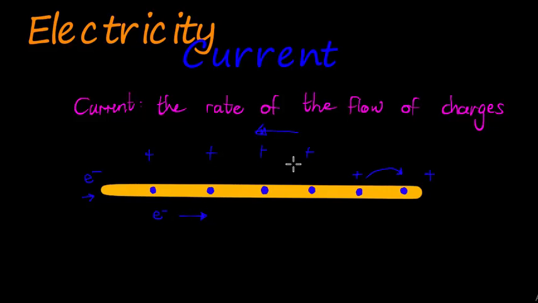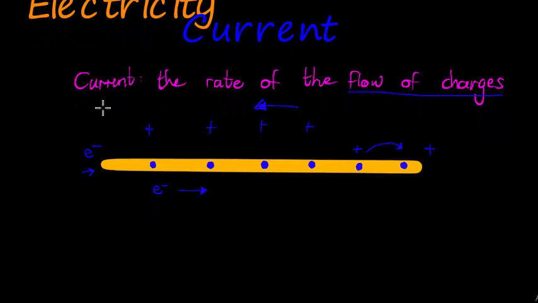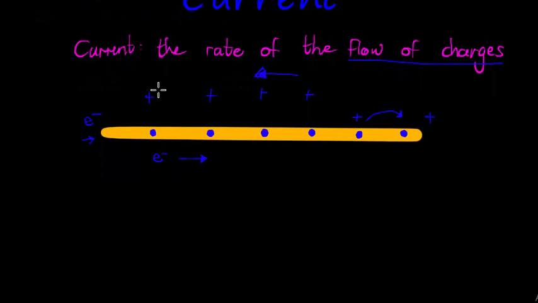So current is the rate of the flow of charges, and the electrons themselves are flowing in the other direction. Direction is not as important, because the flow of charges is directly the same as the flow of electrons, because the charge flows since I'm giving away electrons. Don't worry too much about the direction, in my opinion. What is important is that you understand what we mean by the rate of flow of charges. Current is measured in ampere.